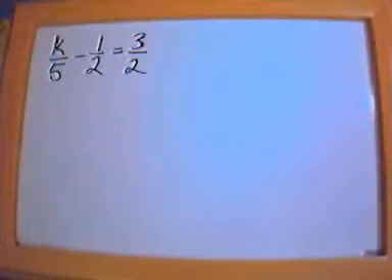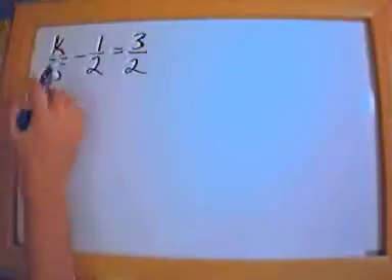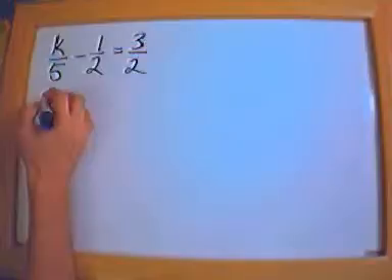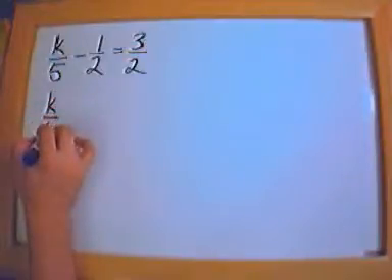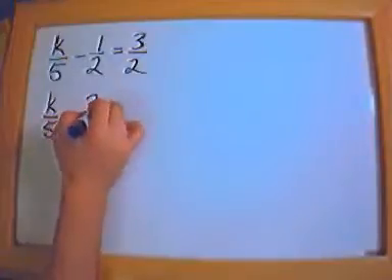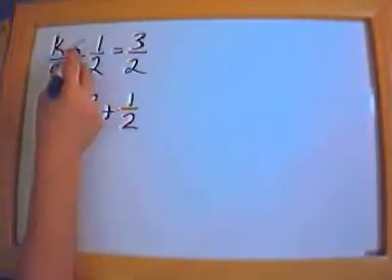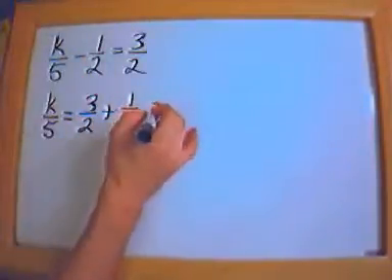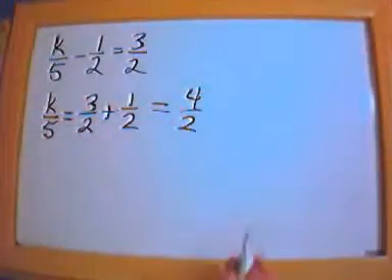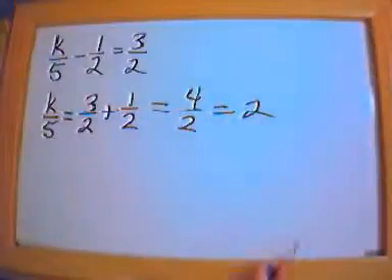Okay. The first thing we need to do is get rid of this 1/2. I want to get the k over 5 by itself, so I'm going to add 1/2 to both sides. That's going to leave me with k over 5 is equal to 3/2 plus 1/2. I'm adding the opposite here. And this is just going to be equal to 4/2. 3 plus 1 is 4. You leave the 2. This is simply going to be equal to 2.